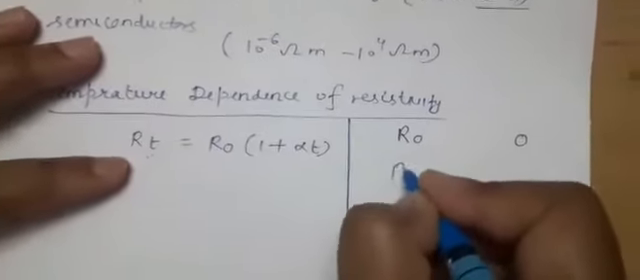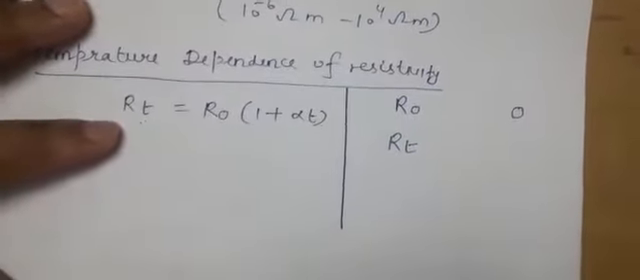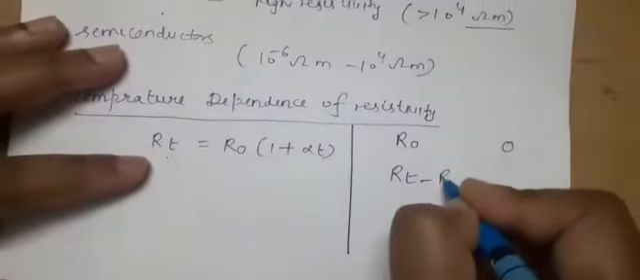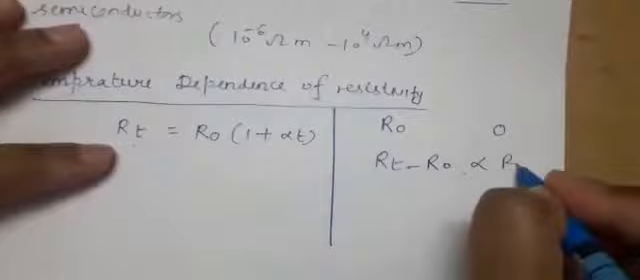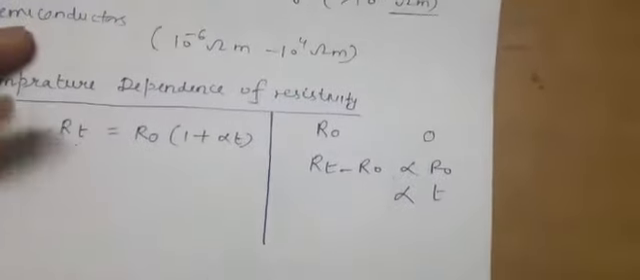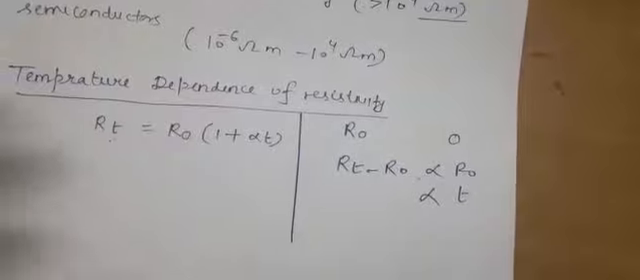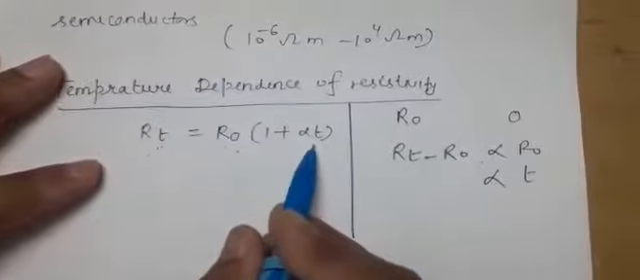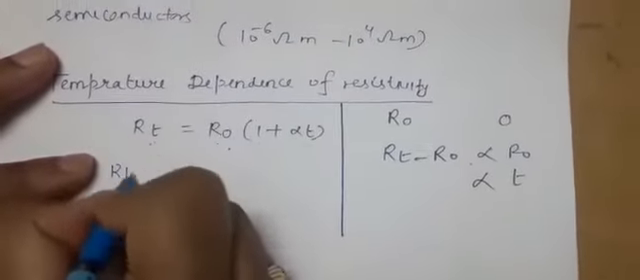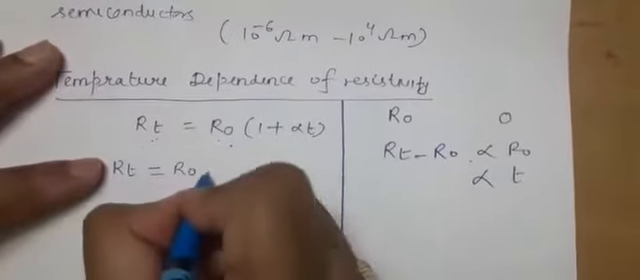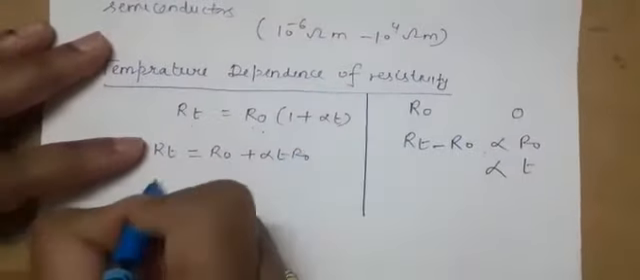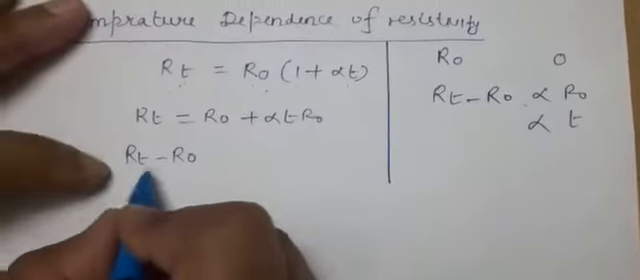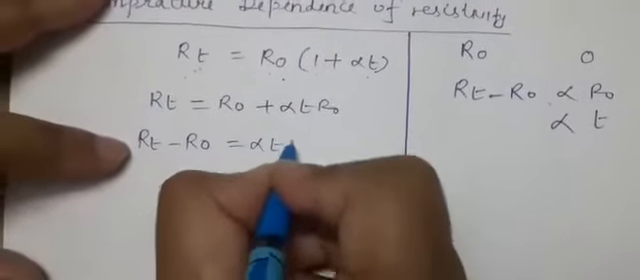Now when the temperature rises, the resistance will rise, as we know that with the rise of temperature resistance increases. So this change of resistance is proportional to the original resistance as well as proportional to the rise of temperature. Combining these, we get that RT is equal to R0 into 1 plus alpha T. Or you can take it as RT equal to R0 plus alpha T R0. That means the increase of resistance is equal to alpha T R0.